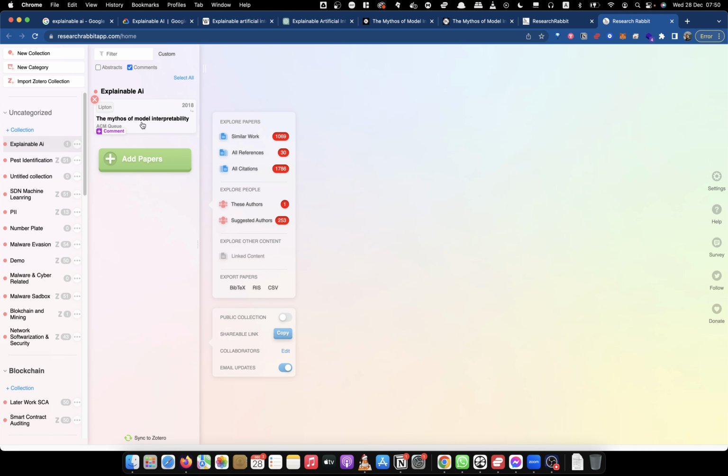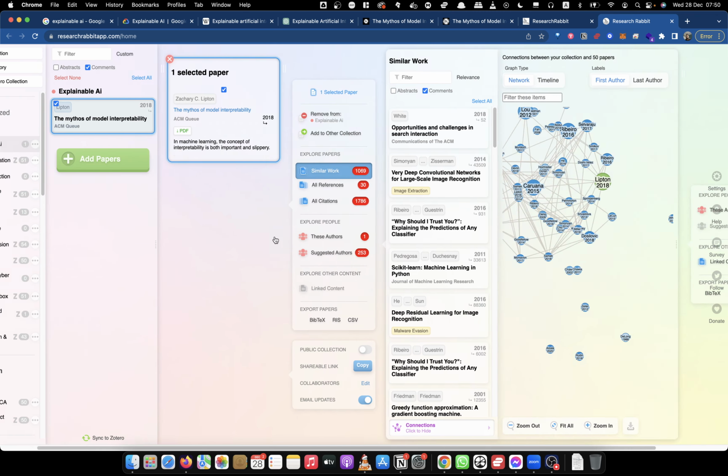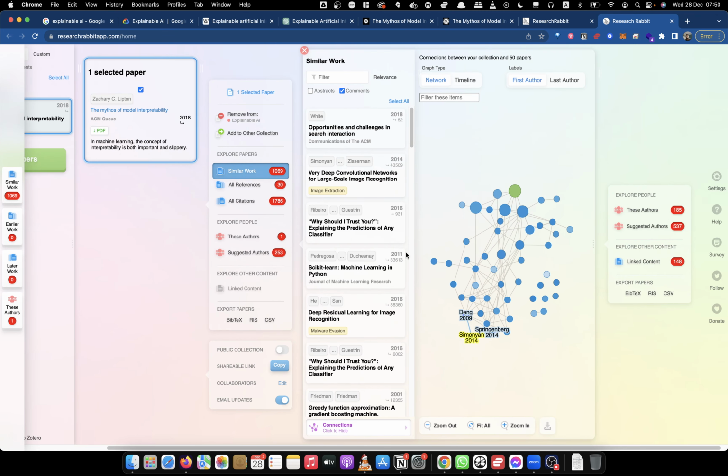It seems to be a good paper, which was in ACM as well as ACM Communications. Both are good journals and magazines. And of course I can get the similar work. Of course I can explore through the people, the person who wrote the paper, and suggested authors. So this is AI. Okay, let's go with similar work. So you have to know how to do this. So there are several options.